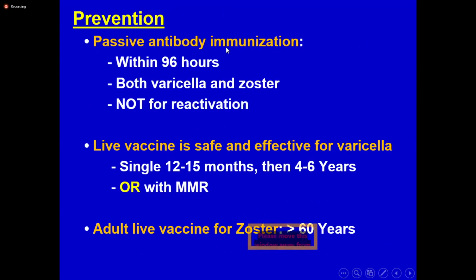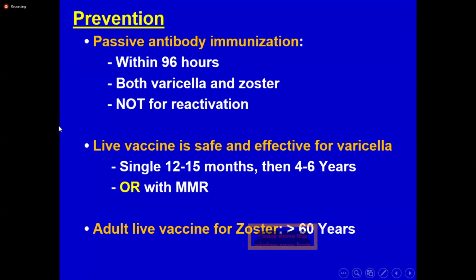Prevention: passive antibody immunization, if you give it in the first 4 days, within 96 hours. After that, it will not be effective against both varicella and zoster. It is not for the reactivation of the virus.